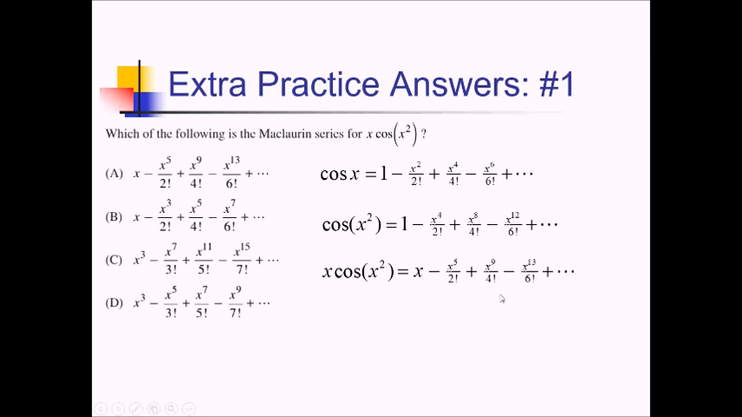And looking at my answer choices, let's see, we're starting with an x, so it's going to be A or B, and minus x to the 5th over 2 factorial, that's going to be choice A, and the rest of it matches up as well, so choice A.